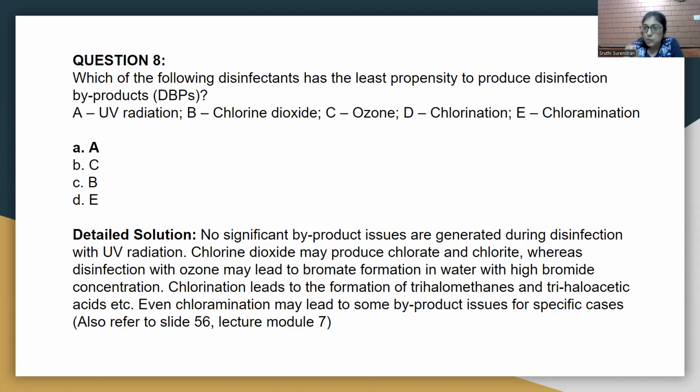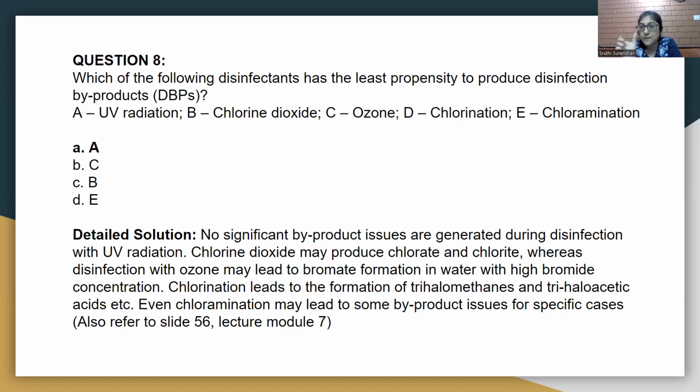Ozone is going to produce some residual in the form of bromate, when there is high bromide concentration. But since it is very unstable, it is not going to last in water. Even then, it is going to produce some byproduct called bromate. Chloramination, chlorination, and chlorine dioxide definitely produce some byproduct of chlorine. But out of these five, UV radiation is going to produce no disinfection byproduct.